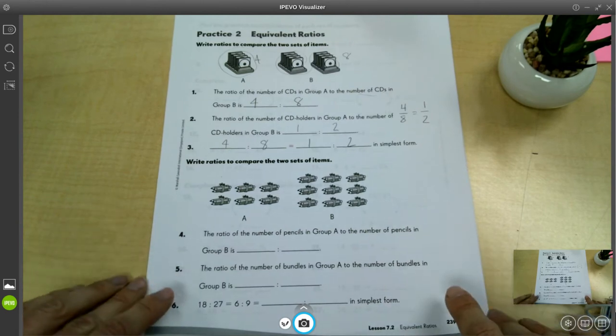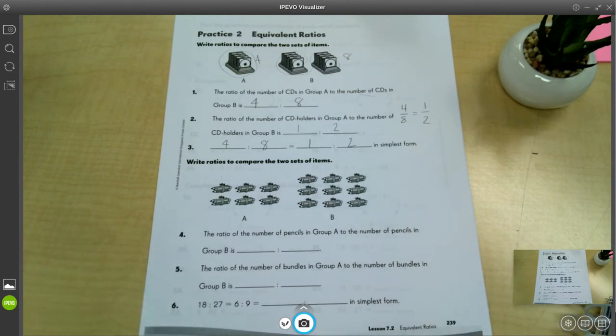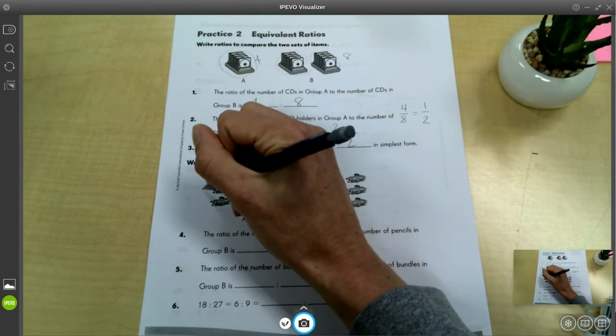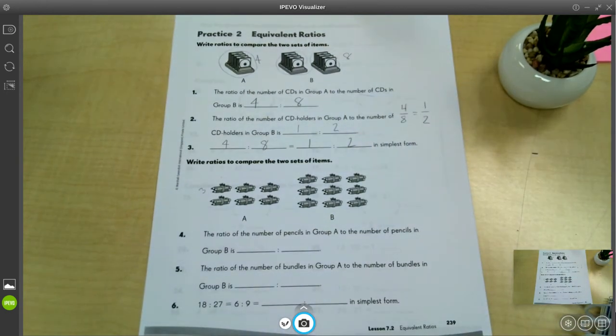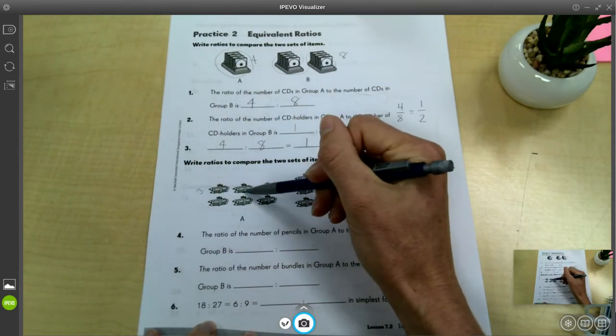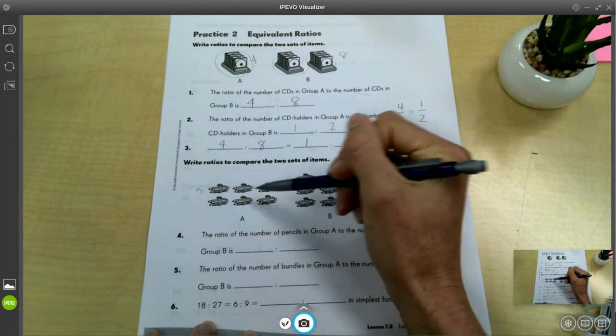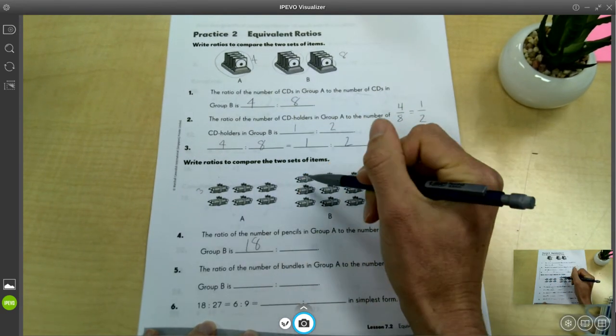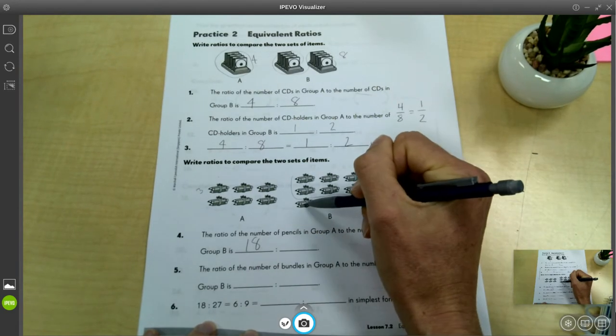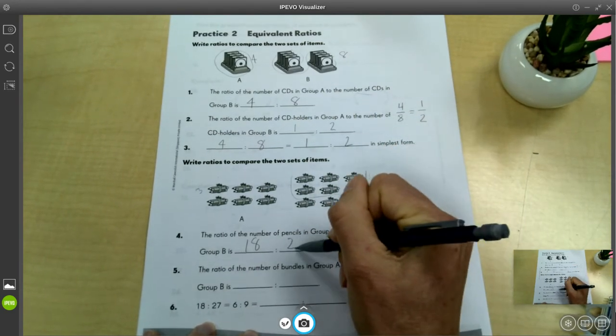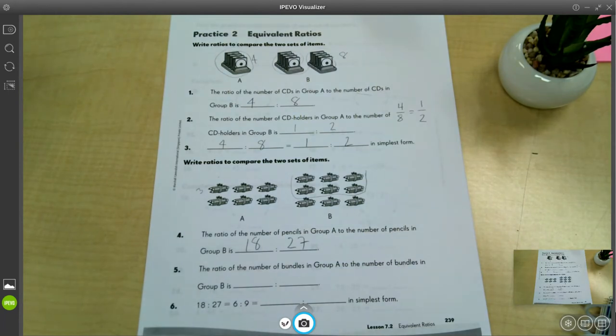All right, down here we're looking at bundles of pencils. This is like the beginning of the school year. You got lots of pencils, bundling them together for the students. All right, write ratios to compare the two sets of items. Each of these bundles has 3 in it, just for reference. The ratio of the number of pencils in group A to the number of pencils in group B. So here I have 3, 6, 9, 12, 15, 18 in group A, to here are my 18, 21, 24, 27. 18 to 27 there.